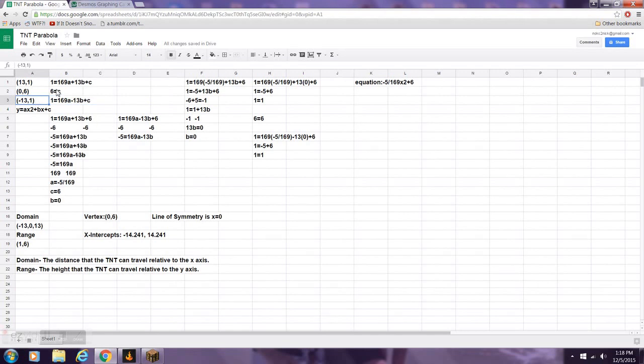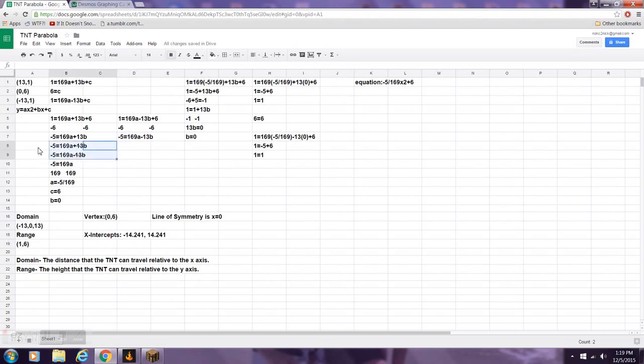So I decided to do elimination since I already knew what c was. So for the first equation, I got 1 equals 169a plus 13b plus 6. I subtracted 6 from both sides, ending up with negative 5 equals 169a plus 13b. I did the same thing for the other equation of 1 equals 169a minus 13b plus 6. And I got negative 5 equals 169a minus 13b.